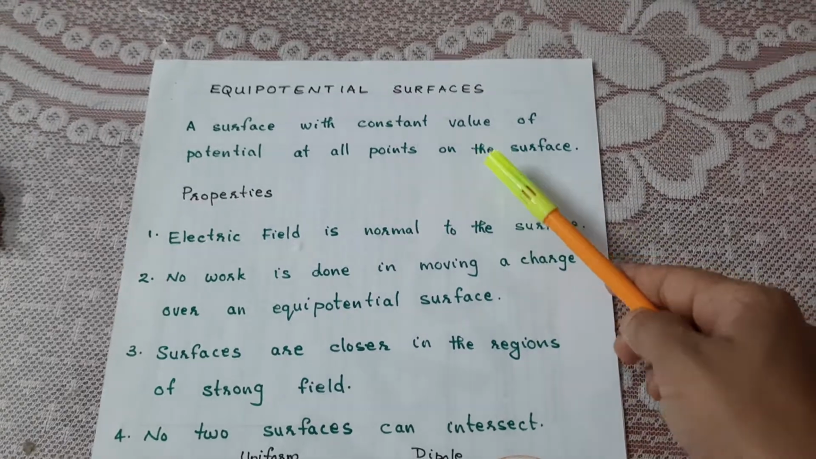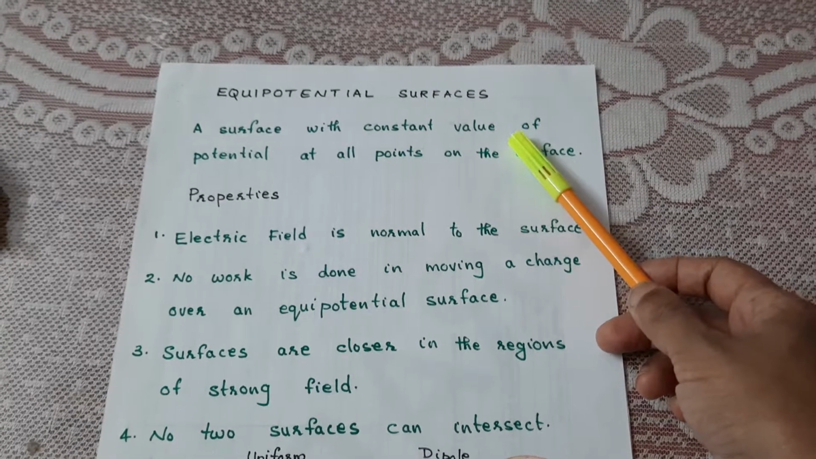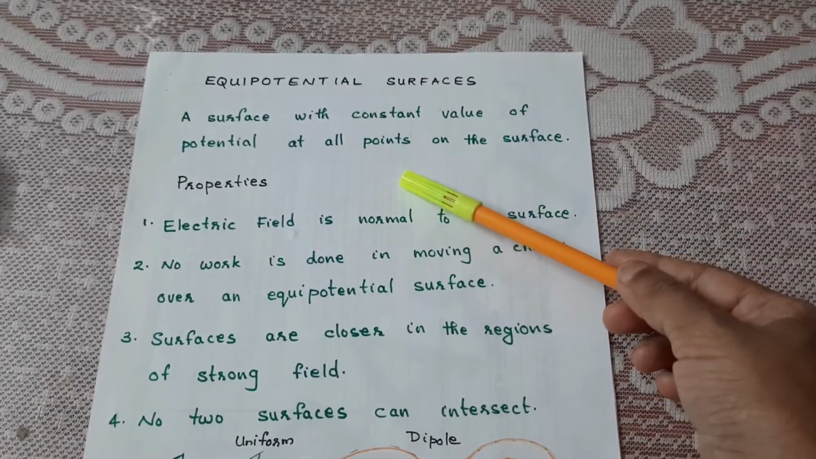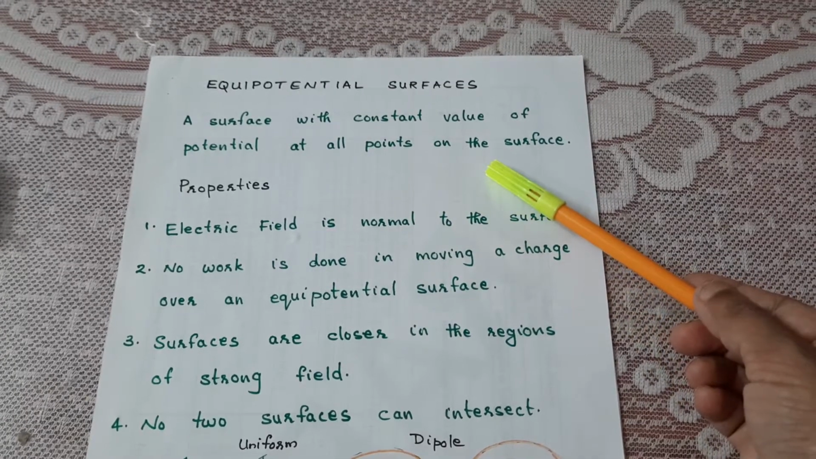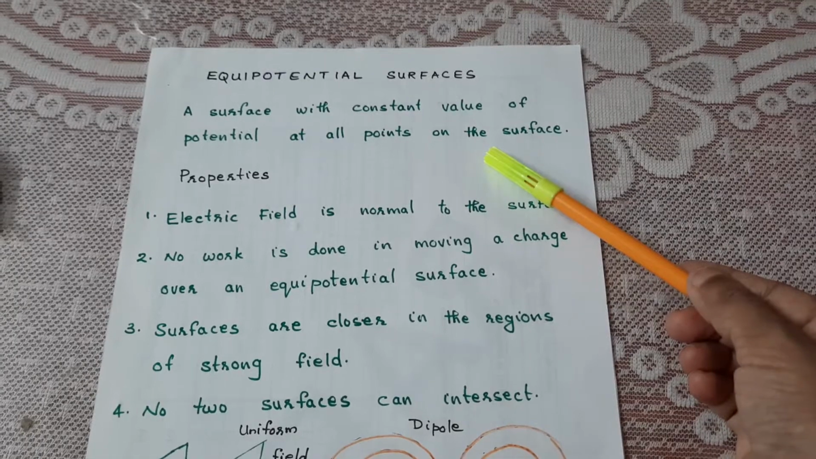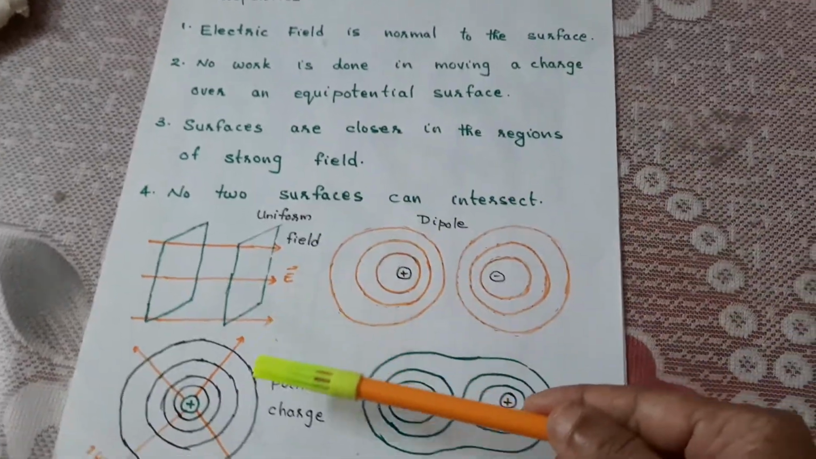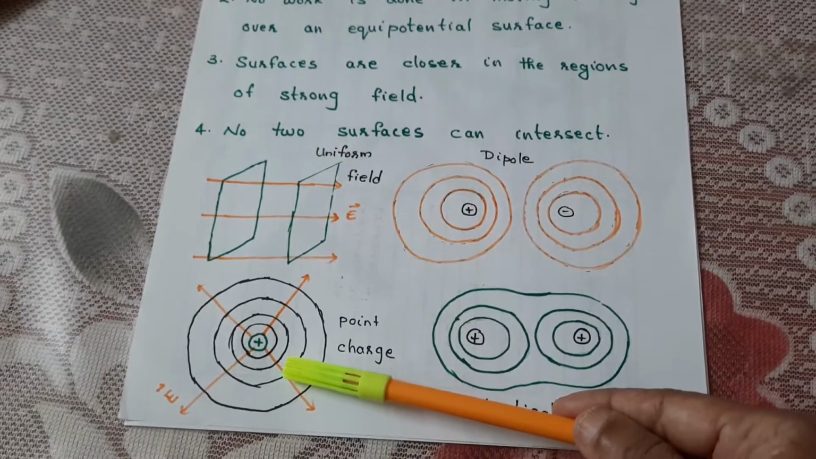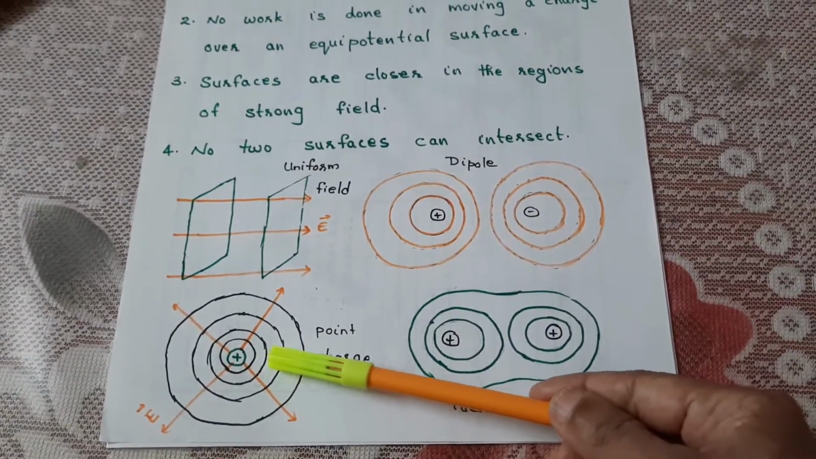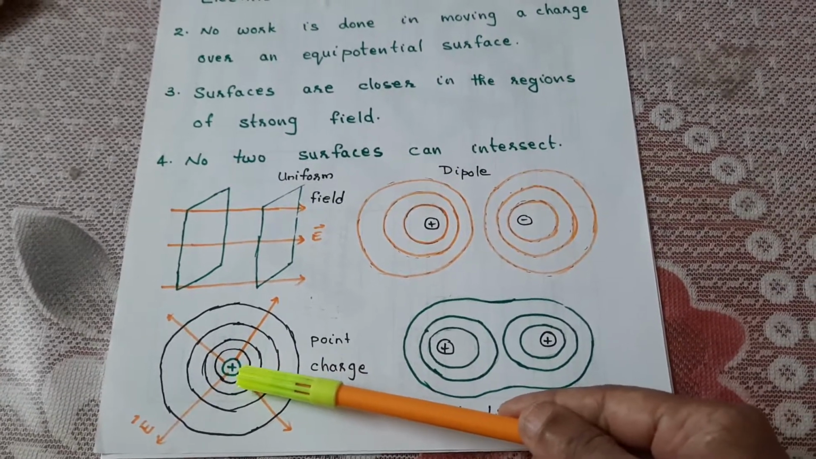In this class, let us learn about equipotential surfaces. It is a surface with a constant value of potential at all points on the surface. The potential due to a point charge depends only on the distance r. So for a point charge, the equipotential surfaces are concentric spherical surfaces centered around the charge.